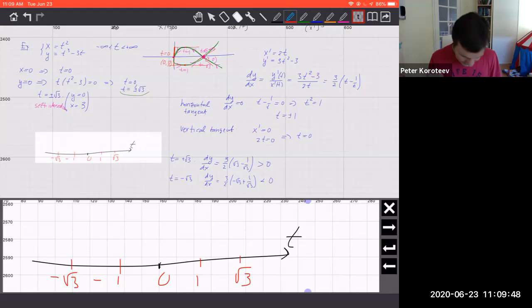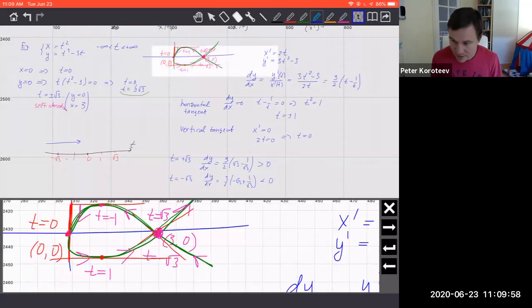I'll answer the question in a second. And then parameter t evolves in this direction. So first we come to minus root 3, then minus 1, and so on. We know that when t is equal to minus square root 3, the derivative is negative, so this angle is negative. And then when t is equal to plus root 3, it's positive. So it actually has to go like this. Yeah, we'll talk about concavity in a second. So Sharon, does it answer your question?